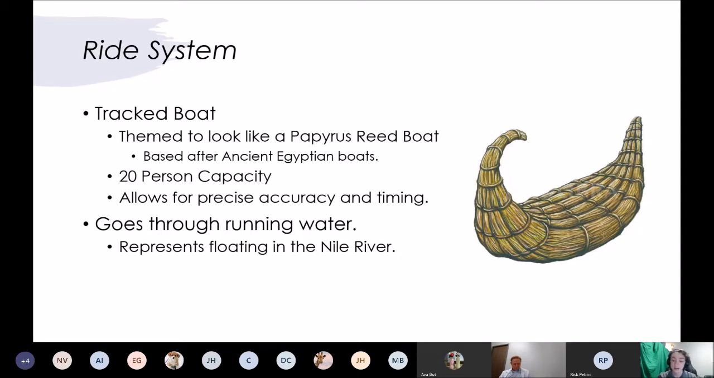It also symbolizes their technology. The boat is modified to have 20 seats, while traditionally reed boats had no seats and people stood on them. Finally, the track system was used for the boat to keep accuracy and timing between scenes so that scenes wouldn't overlap and people wouldn't be able to see each other on the ride.